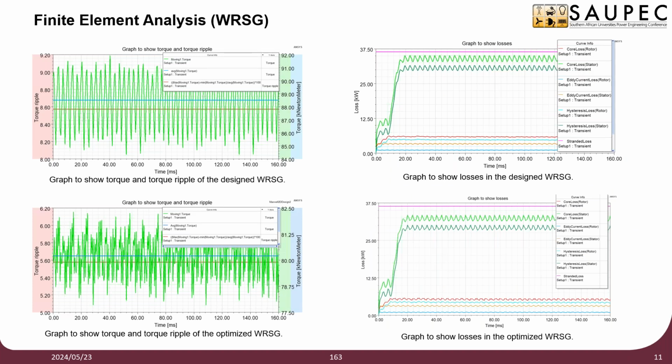The results were recorded from the designed and optimized models. The graphs on the left show the torque, average torque, and torque ripple. We can see that the torque ripple is lower in the optimized model, the bottom graph on the left. The graphs on the right show the rotor core loss, stator core loss, rotor eddy current loss, stator eddy current loss, rotor hysteresis loss, stator hysteresis loss, and stranded loss.